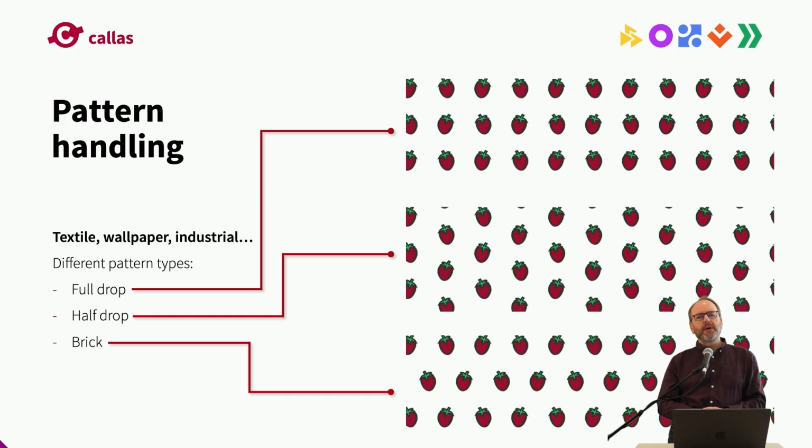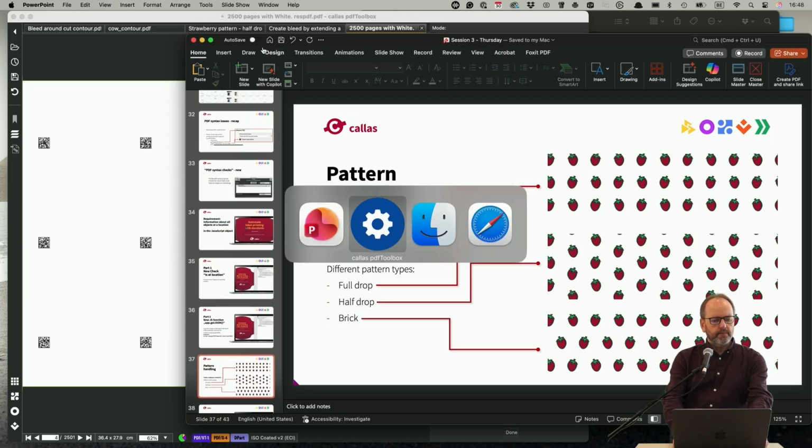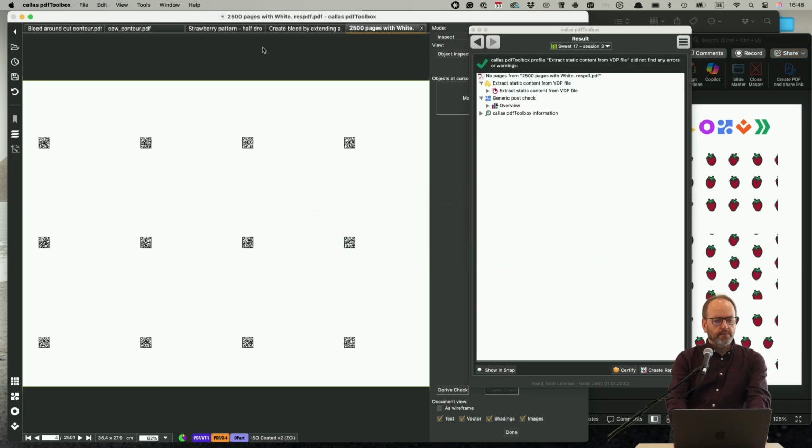And then you have a brick pattern. If you have a house or you've ever seen a house, then you recognize this. So it's also shift, but then each row is shifted in comparison to the row above. We've implemented support for that. What does that mean? Well, let me go to pdfToolbox.